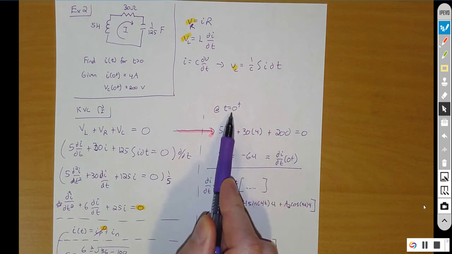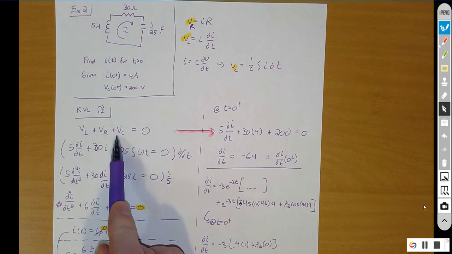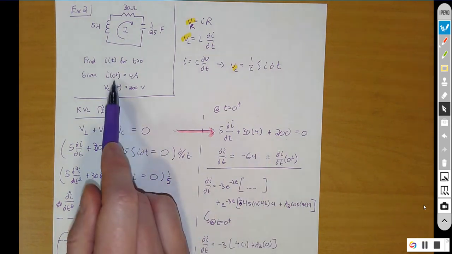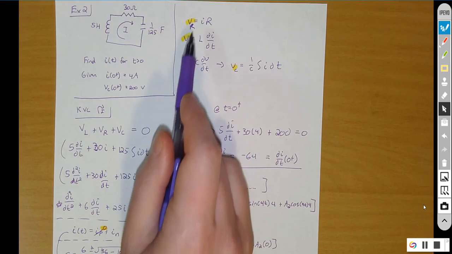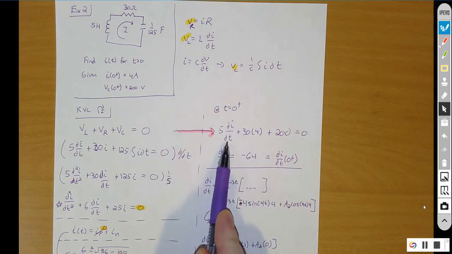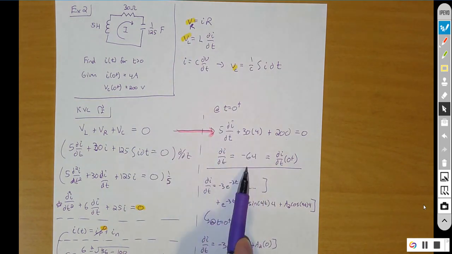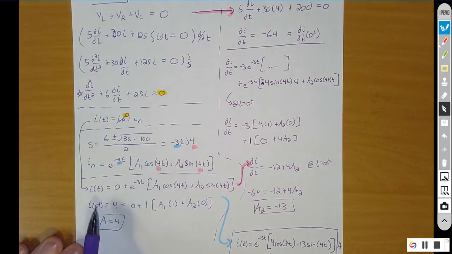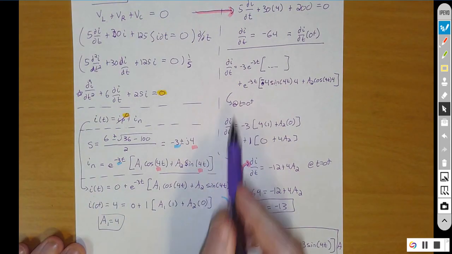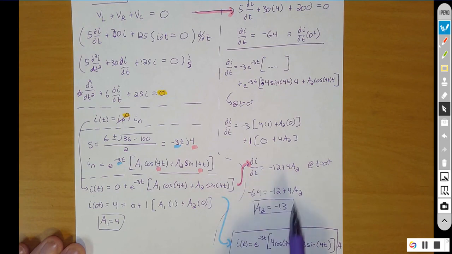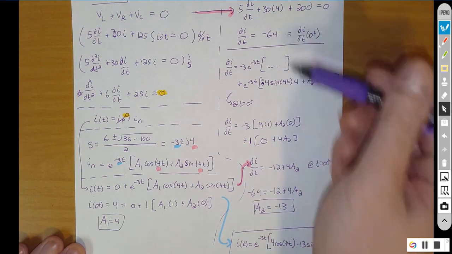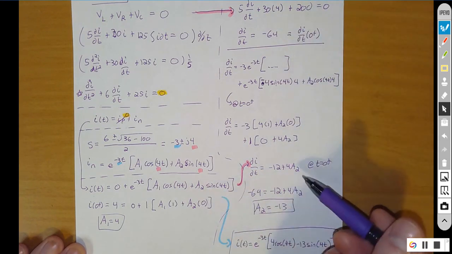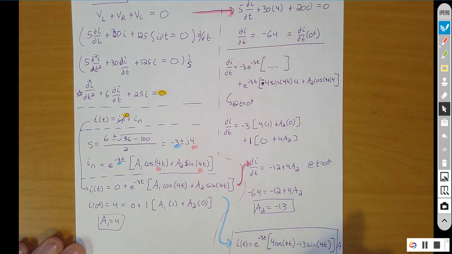So the 200 was for the capacitor. For the resistor, I knew the resistance, I knew that it was 4 amps and 30. And then all I had left was the di/dt. I solved for di/dt here, and I equated it to the derivative of this thing, which took a little bit of work, but we got the differential equation. We then said, okay, negative 64 is equal to the derivative of this thing, solve for A2, and then we're done. All right, so hopefully that helps. If you have any questions, feel free to reach out.